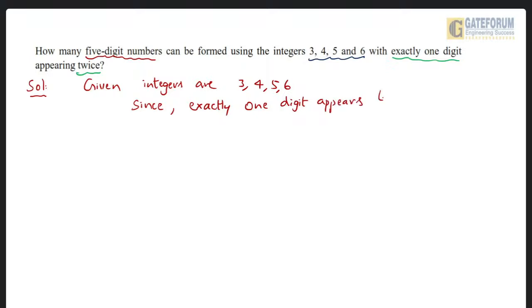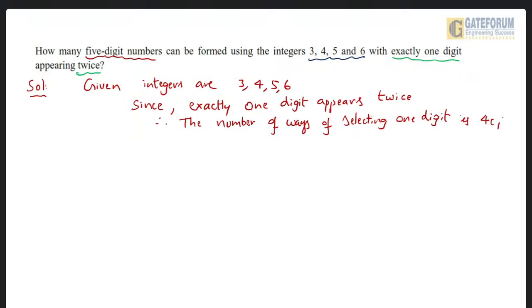appears twice in each of the 5 digit numbers, therefore, the number of ways of selecting one digit from the given 4 digits is 4C1 ways, which is nothing but 4 ways.